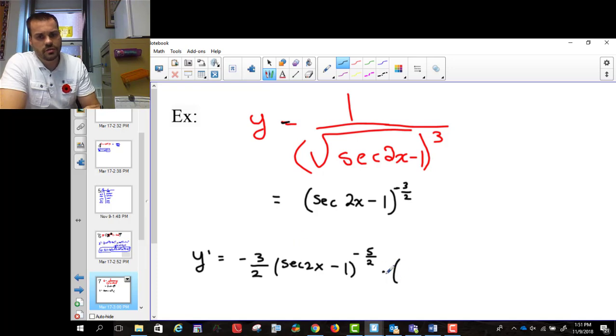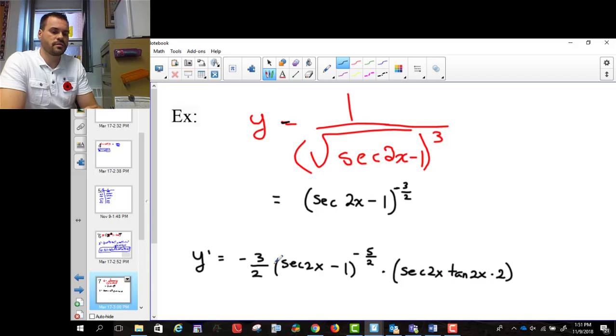And then the derivative of secant 2x: the derivative of secant is secant tangent of whatever the argument happens to be. In this case, it's 2x, and then multiplied by the derivative of the 2x, which is 2. Okay, and then the derivative of minus 1 is 0. So there's my answer. That's how you do it.